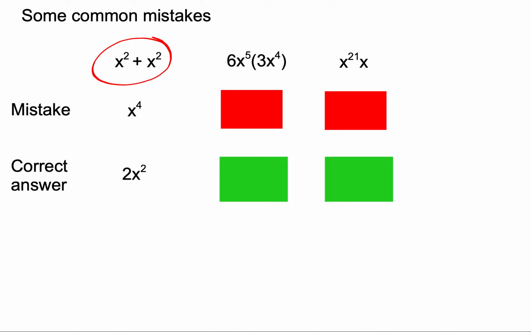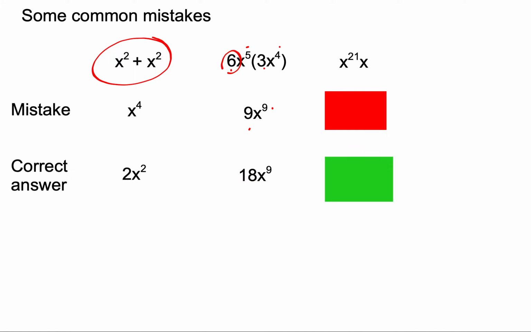Okay, another common mistake right here is for a student. Let's see what they've done. 5 plus 4 is 9, that's good. But 6 plus 3 is 9, that's not correct. The 6 and the 3 are regular numbers. They just get multiplied together. 6 times 3 is 18.